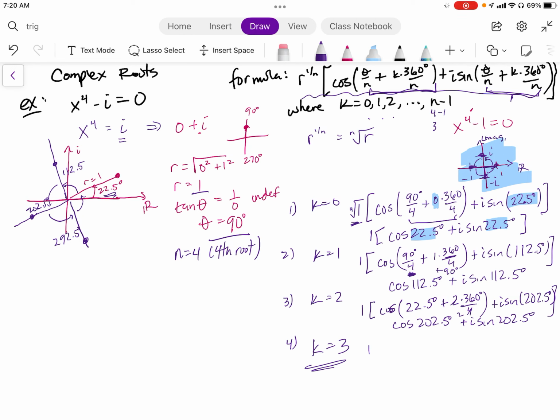Last one, we have k is 3, 22.5 plus 3 times 360 over 4. And that gives us 270. 360 over 4 is 90 times 3 is 270. So 270 plus 22.5 is 292.5 degrees. So the fourth solution is cosine 292.5 degrees plus i sine 292.5 degrees.